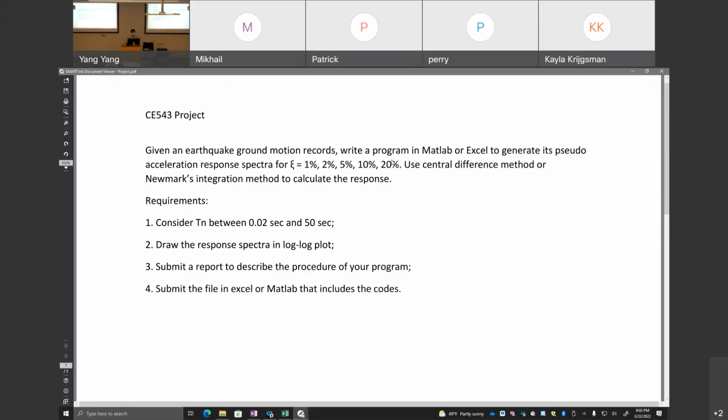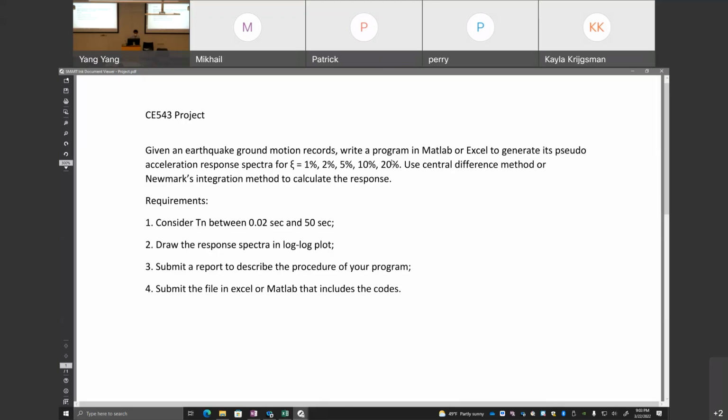Because if some of you have already done some seismic design, when you do seismic design, the seismic load is specified as a design response spectrum, so that you can tell how much force you need to apply to the framing system of your building or the old bridge, so that you can calculate the maximum force or bending moments in your columns, braces. So that's the goal of this project.